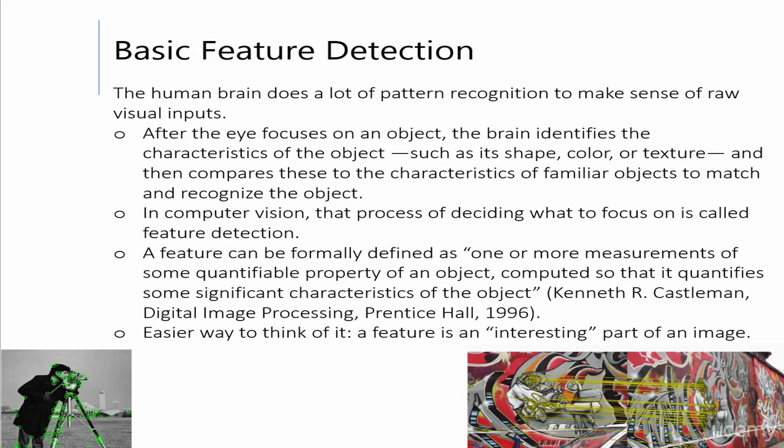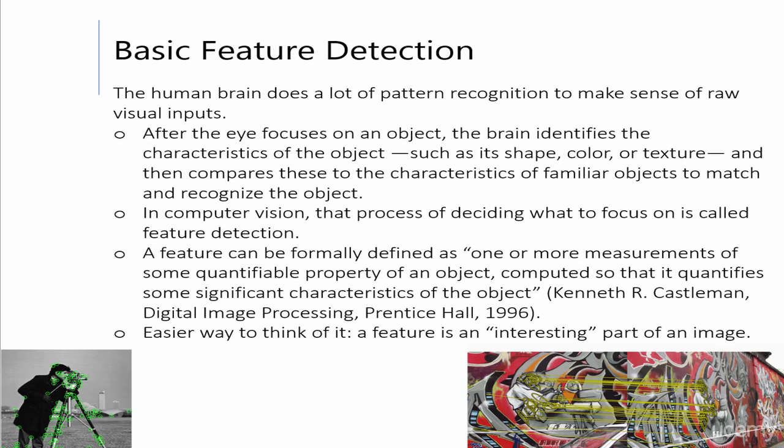In this lecture we're going to be discussing basic feature detection. The human brain does a lot of pattern recognition to make sense of raw visual inputs. After the eye focuses on an object, the brain identifies the characteristics of the object, such as its shape, color, and texture, and then compares it to the characteristics of familiar objects to find a match. In computer vision, that process of deciding what to focus on is called feature detection.